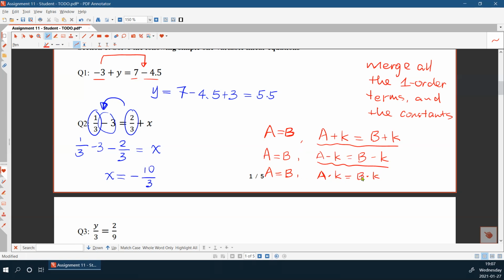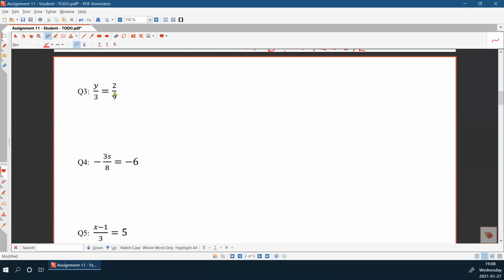But be careful with some corner cases. You have to verify if your solutions are indeed the solution to the original equation, okay? We'll see that later. Okay, another one is when you have the original equation like A equals B, you can divide A by K and divide B by the same thing. So this new equation has the same solutions as the original one. Okay, yeah, let's see the next one.